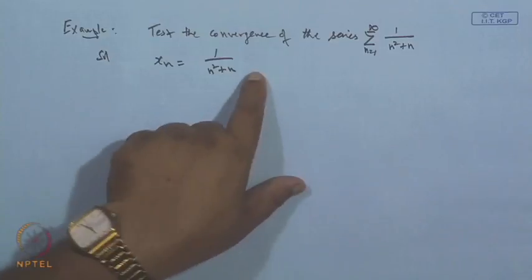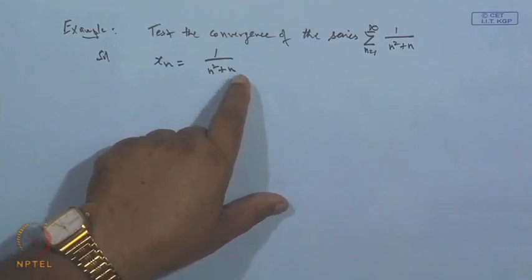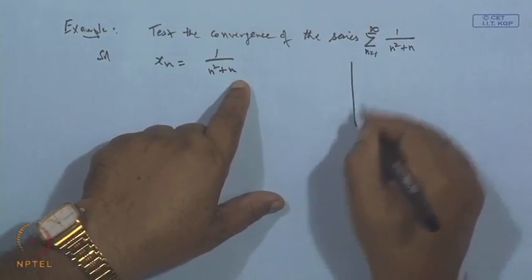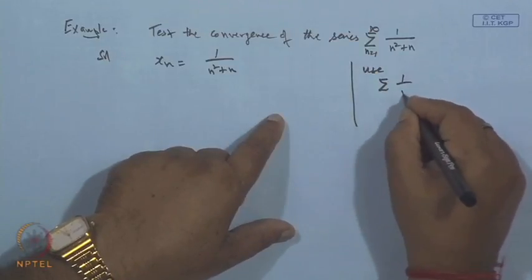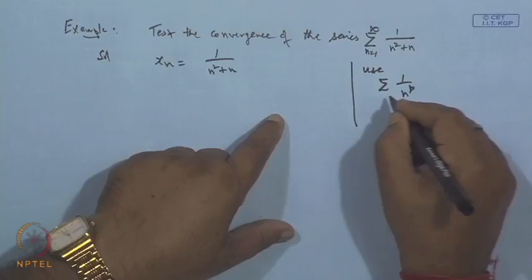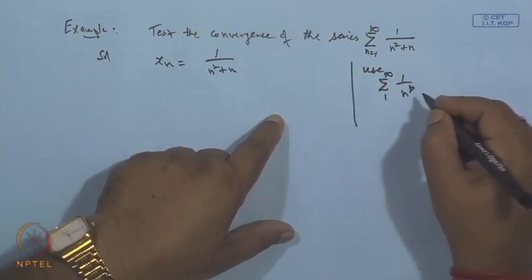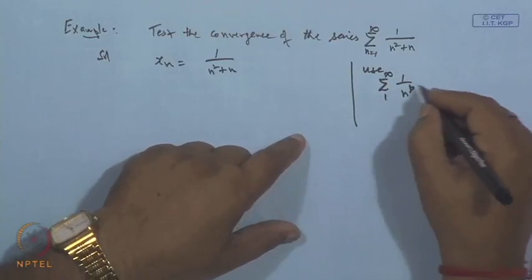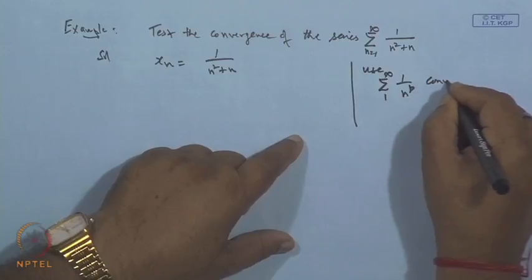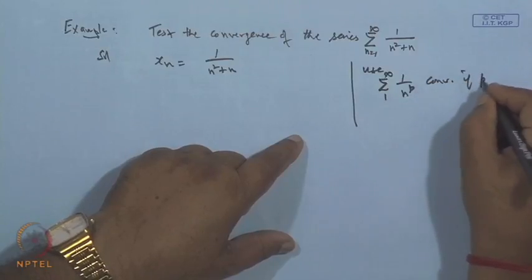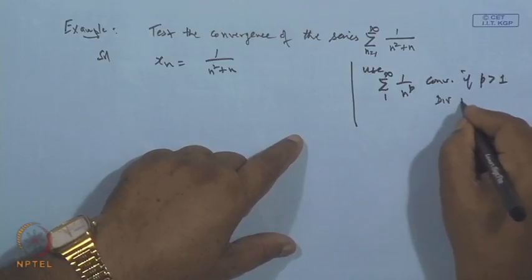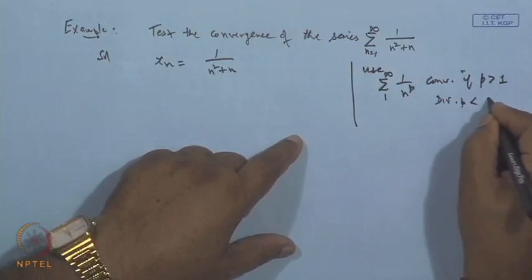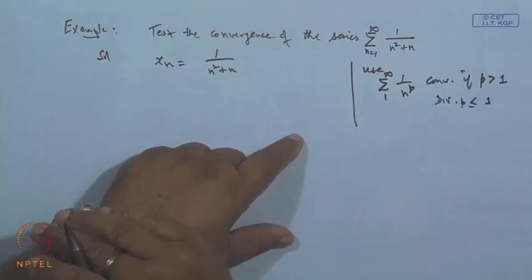Now, normally when we say y n is to be identified, we use this result: we know sigma 1 by n to the power p, when n is 1 to infinity, converges if p is strictly greater than 1 and diverges if p is less than or equal to 1.